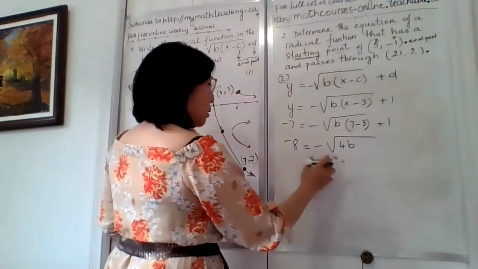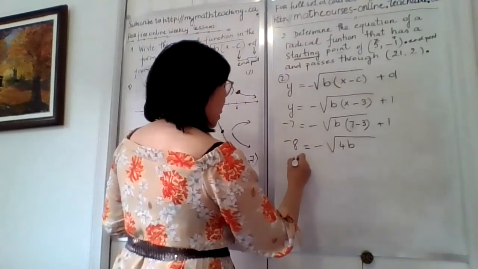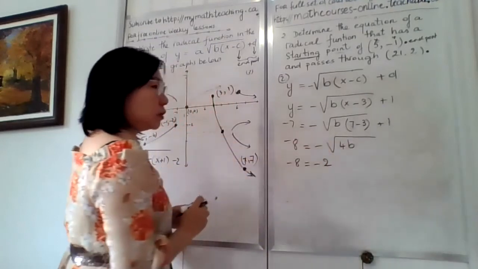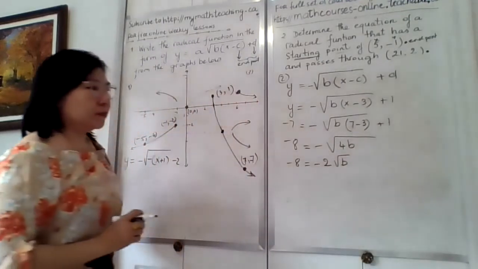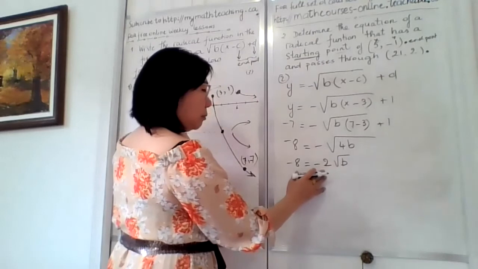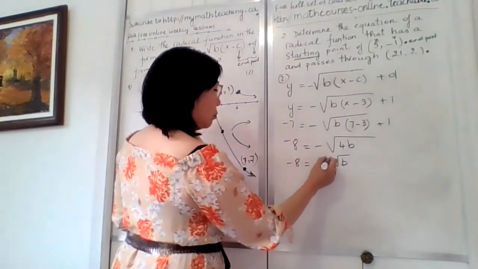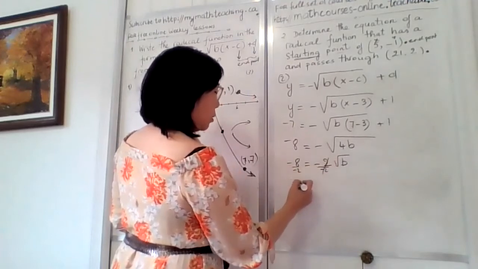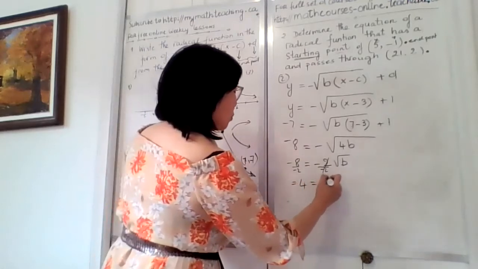So now I am going to take out the 4 first. So I have minus a equals minus 2, right? I just take out the root and the b is still inside the square root. So now I'm going to isolate the square root b and I'm going to divide both sides by minus 2. So that will be gone and that minus a divided by minus 2 will be equal to positive 4. Positive 4 equals square root of b.